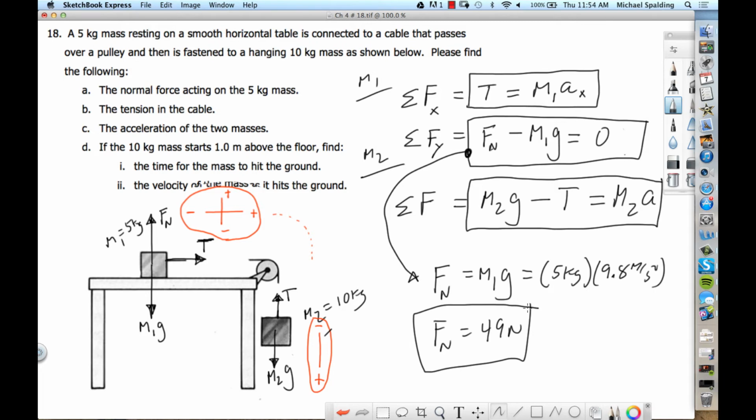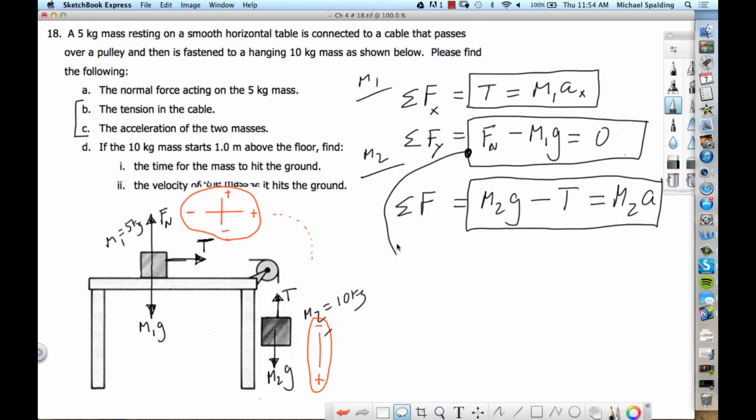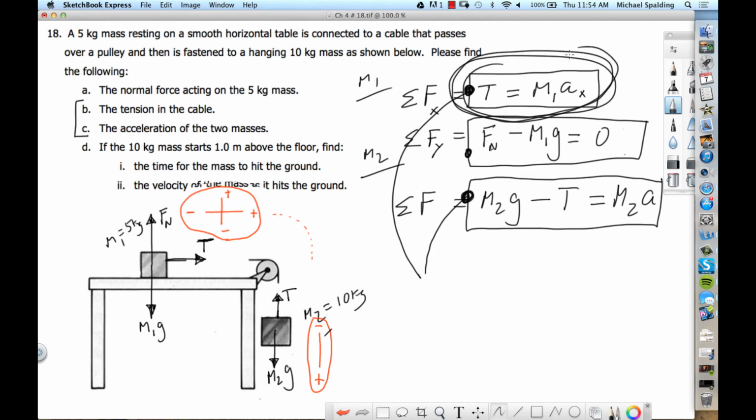Okay, part B, the tension in the cable. Parts B and C are really the same calculation, because you're going to take two equations and substitute them together. So we clean this up. We take this equation and this equation. What do these two equations have in common? Tension and acceleration. If you have two equations and two unknowns, can you solve it? Yes. I think the easiest way is to take T equals M1A and plug it in there.